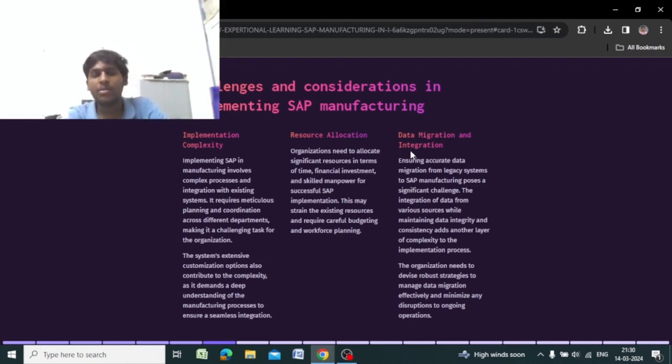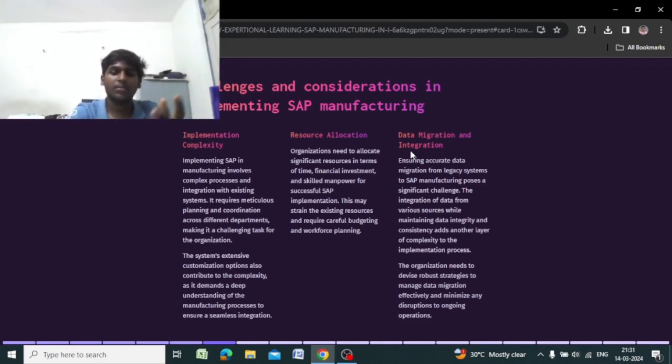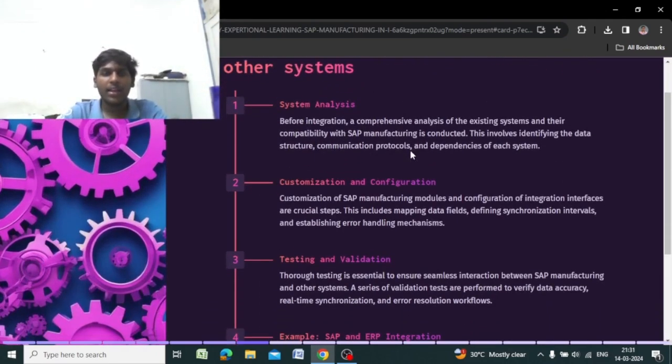So resource allocation will be a main issue in this. The allocation of resources should be proper, and the amount of resources you have should be known by the people in the company to allocate them properly. And data migration will also be a major issue, which will cause confusion in the amount of supply you have, or the supply chain you have, or the inventory you have, which will lead to incorrect supply chain management.